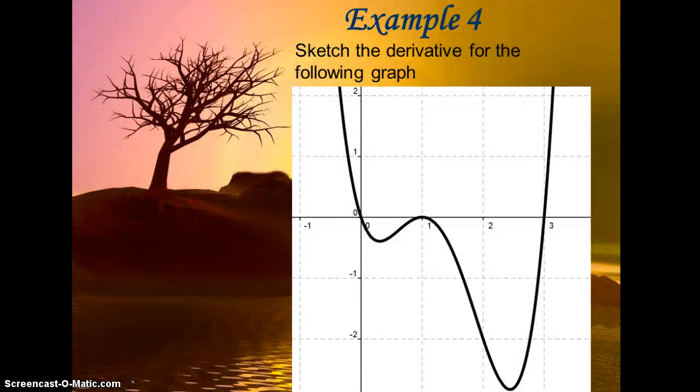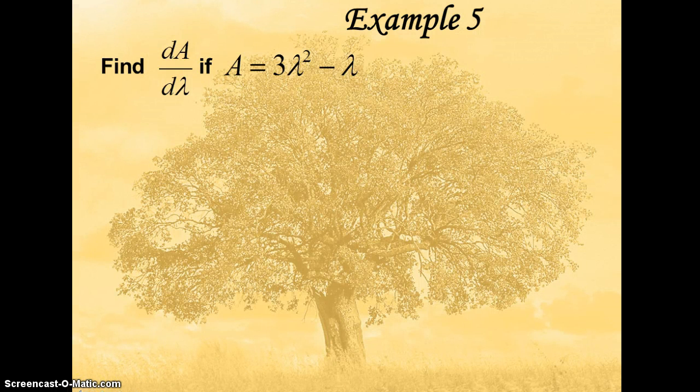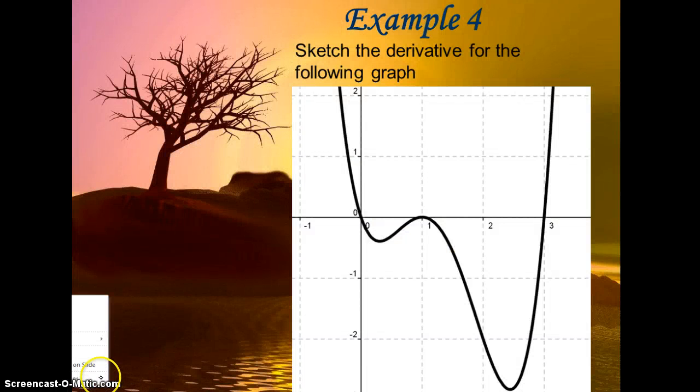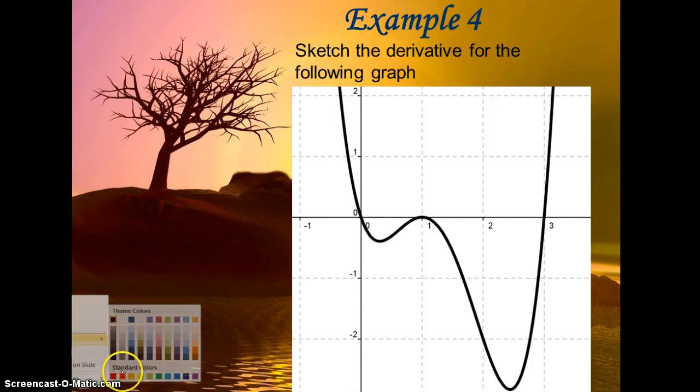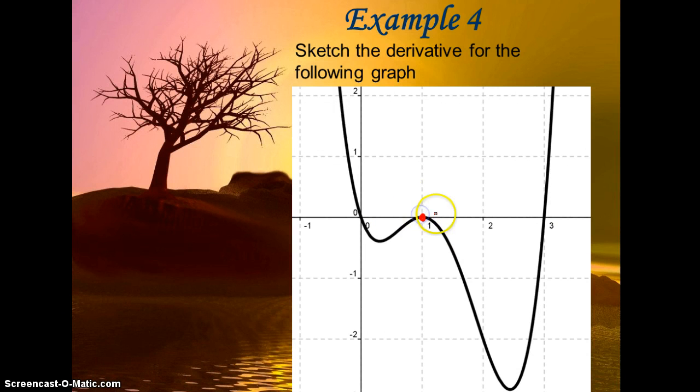Sketch the derivative. The key here is to remember all the fun things you know about derivatives. I know that the tangent line is going to be 0 at this first point, because that's a flat tangent. I know we've got a flat tangent here, and I know we've got a flat tangent down here. So I know that my derivative is going to contain these 3 points.